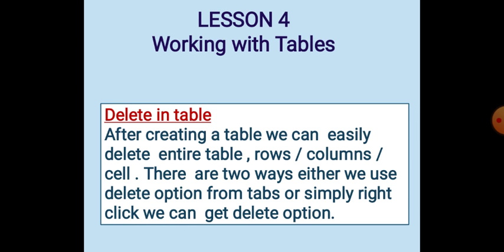Children, when we are working with a table, sometimes we feel that we don't want a particular row, column or cell in our table. We use the delete option. There are two ways to use the delete option, children. We can simply use the right click method, where we will right click and use the shortcut menu option. And second, we can go with the tabs. Tabs are available on the ribbon.